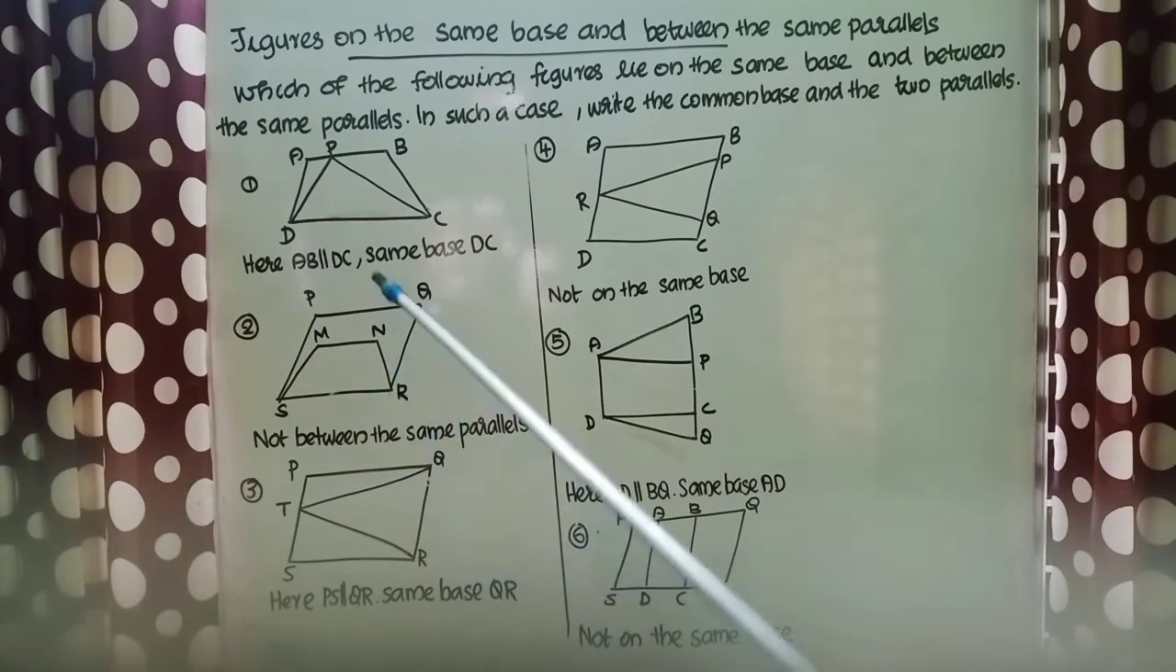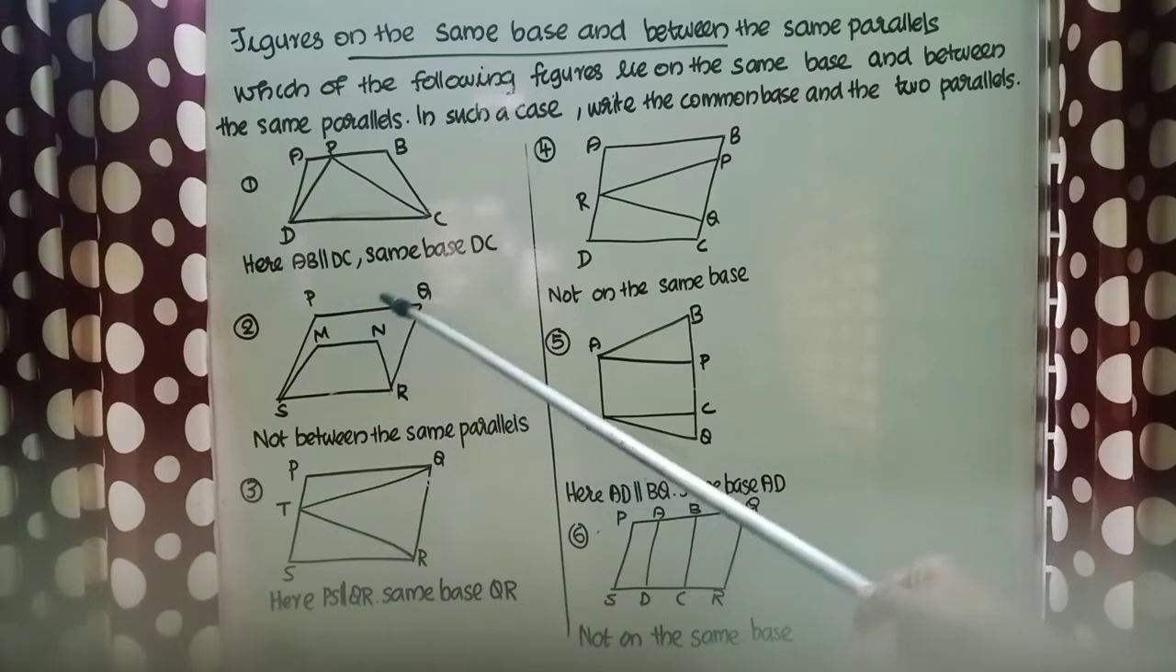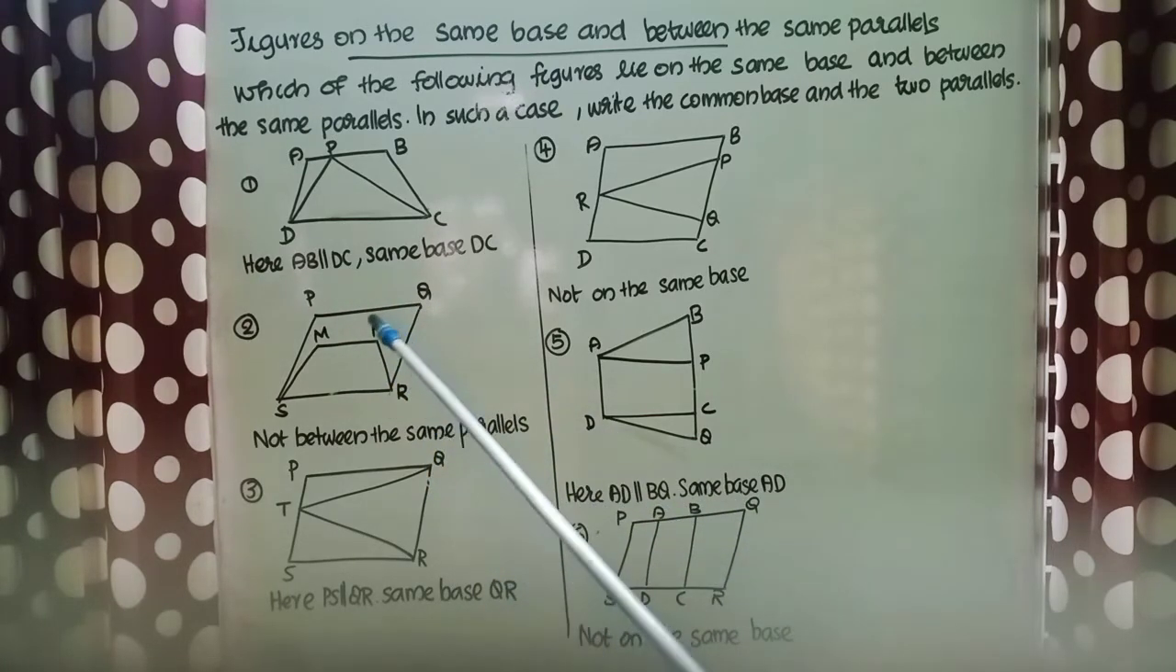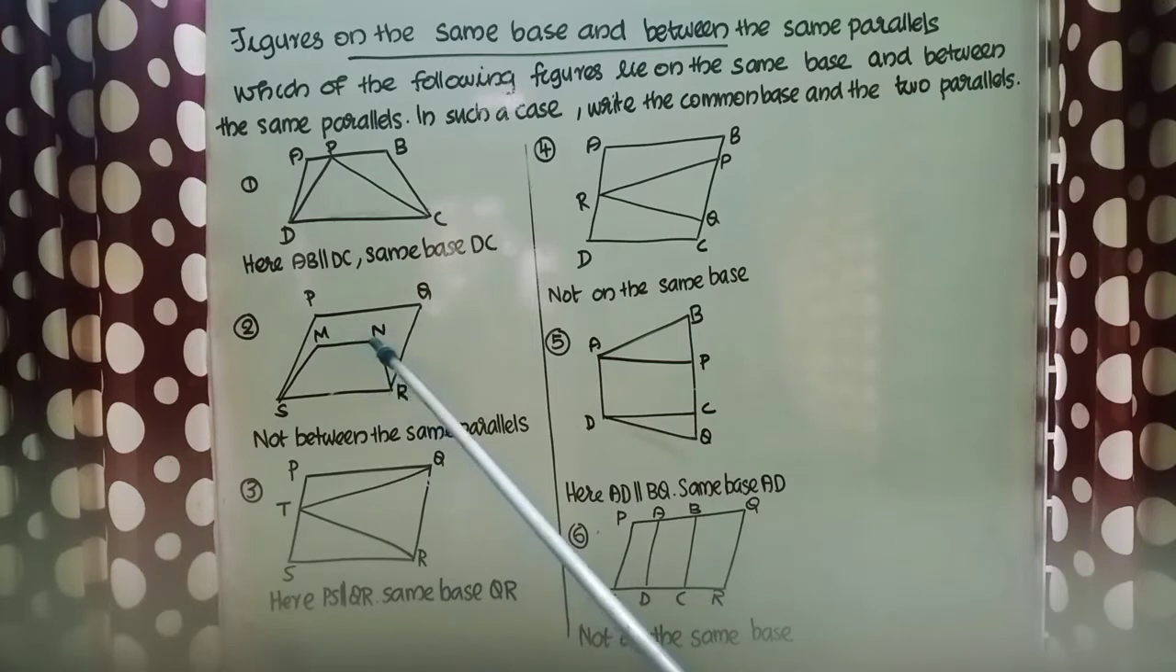Here you can see both the figures are lying on the same base SR, but they are not lying between the same parallels. Here this trapezium MNSR is stopping here. The next figure, you can see this triangle TQR and the parallelogram PQRS. Both are lying on the same base QR and lying between the same parallels PS and QR.